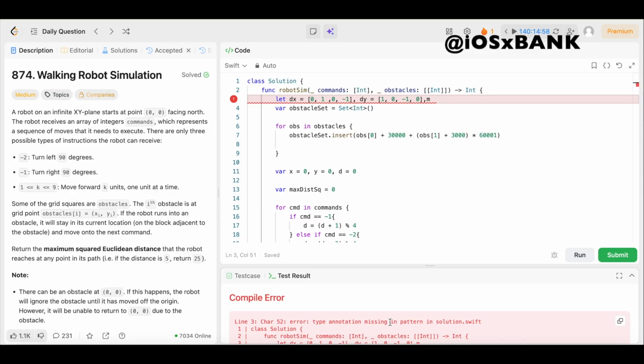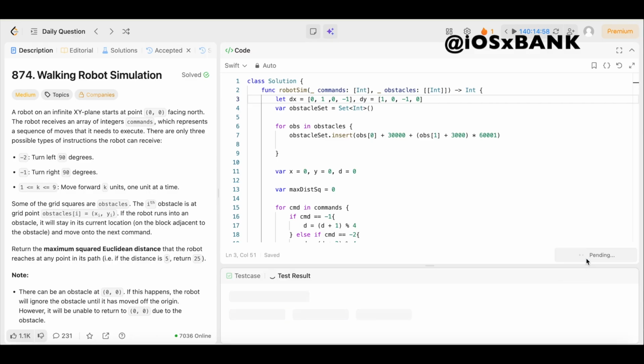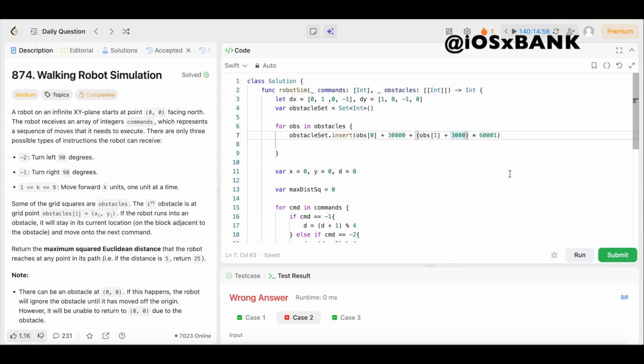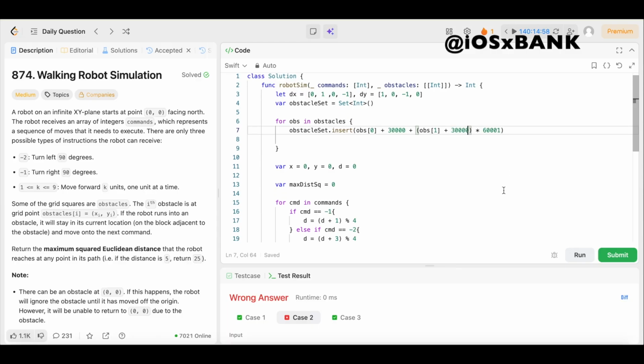Okay, let's see. Type annotation missing. Oh my goodness. Where did this M come from? I don't know. Hold on, y'all. What is going on up here? Alright, let's run that. See if that did the trick. Wrong answer, y'all. So you know what that means. If we got the wrong answer, somewhere the math isn't mathing, and I think that's right here. It should be another 0. Boom.